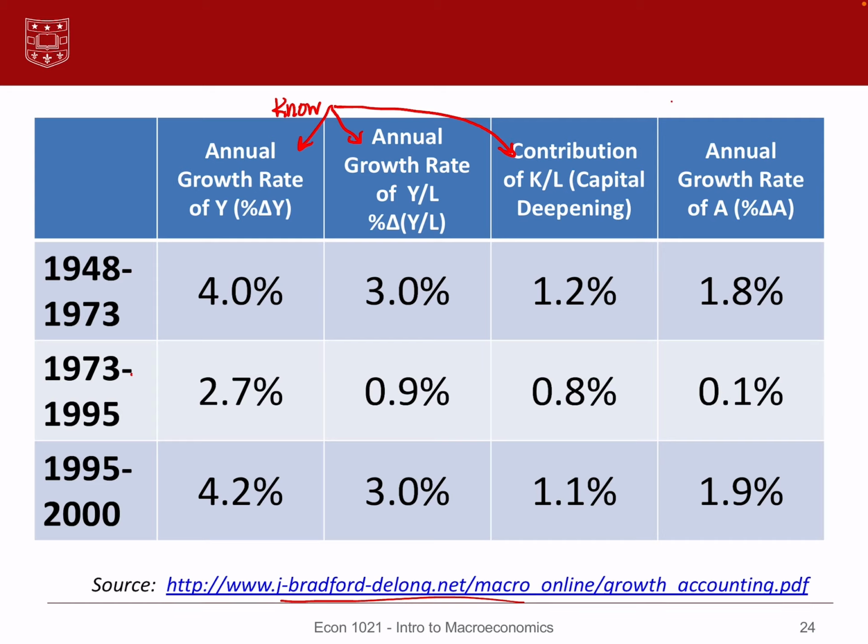And we deduce this by saying these two things have to sum together. So as a practical matter, in real life, we get the 1.8% by taking the 3% growth, subtracting from that 1.2%, and deducing the annual growth rate of this technology parameter.